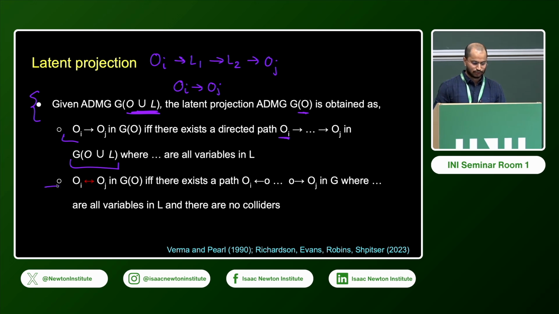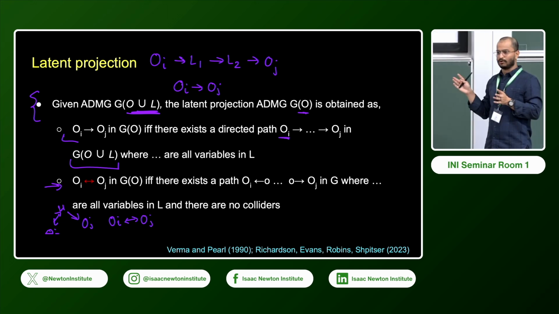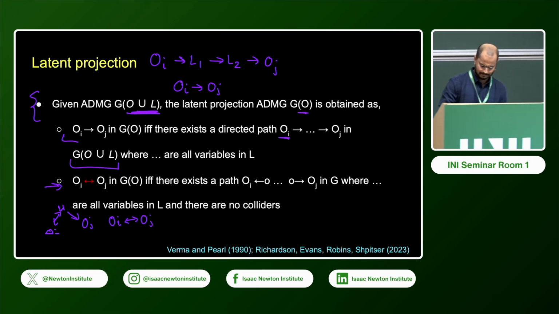Okay, and then the rule for a bidirected edge is that you essentially have something that looks like a backdoor path. For example, if I have OI bidirected L1 going down to OJ, this will give me a bidirected edge OI bidirected OJ. All intermediate vertices need to be in L, and there should be no colliders along the path.